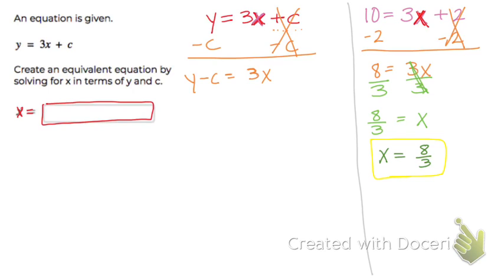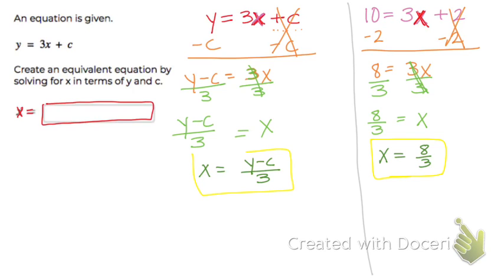Now we're going to move this multiplying by 3 by dividing by 3. We need to divide that whole left side by 3 as well. So we end up with x equals y minus c divided by 3. And again, we can always just switch the sides so that x is on the left. And this would be your answer.